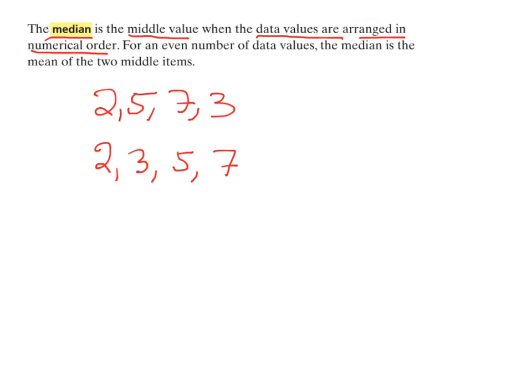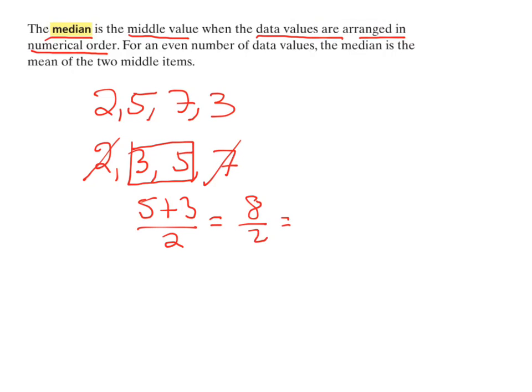Now if you observe, the middle will land up with 2 numbers. If you land up with 2 numbers in the middle, the median is the mean of those, 5 plus 3 divided by 2, which is 8 over 2, which is 4. So the median is 4. For an even number of data values, the median is the mean of the 2 middle items.